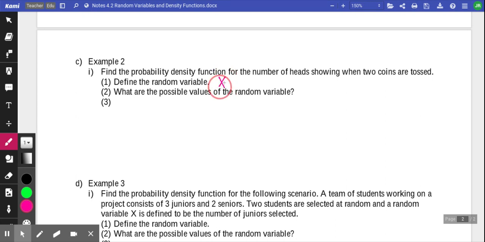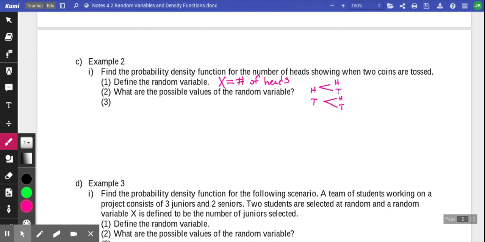So that means that we're going to go ahead and use a random variable and let that represent the number of heads. What are the possible values for the number of heads? Well, we are going to flip 2 coins. The first coin could show heads or it could show tails. Then we flip again, and we could get heads or we could get tails.